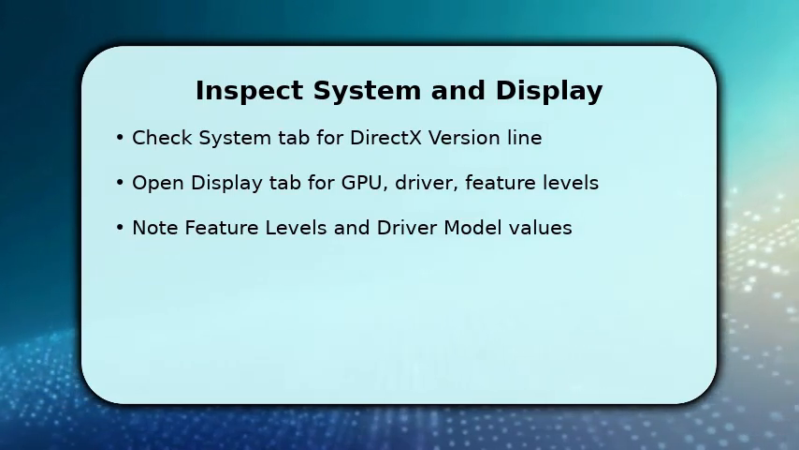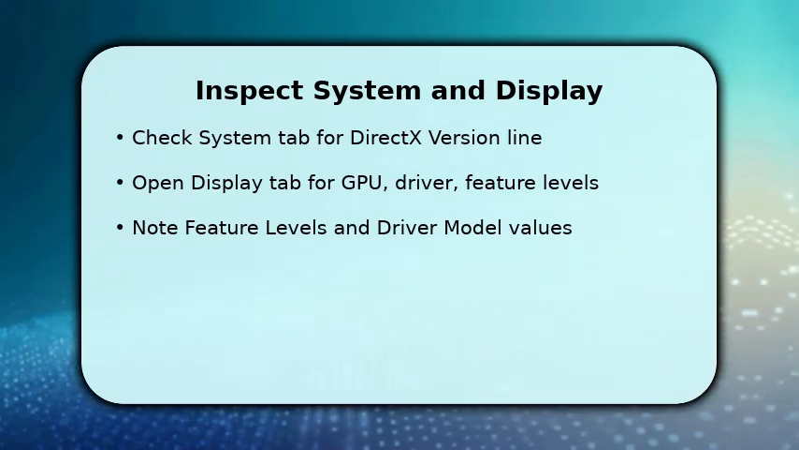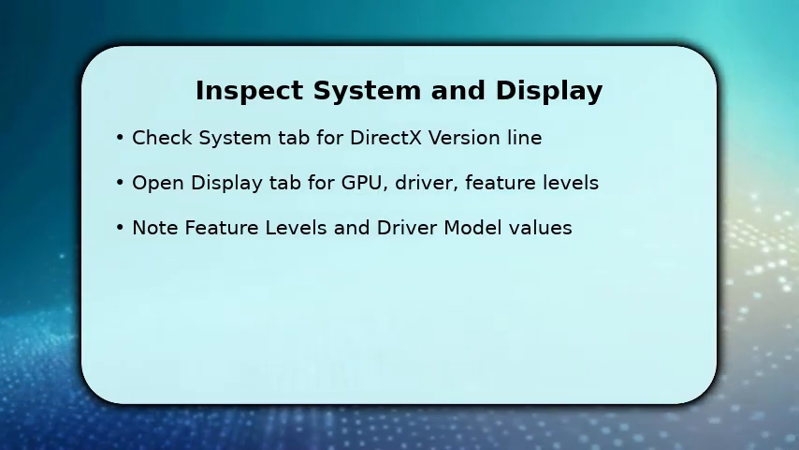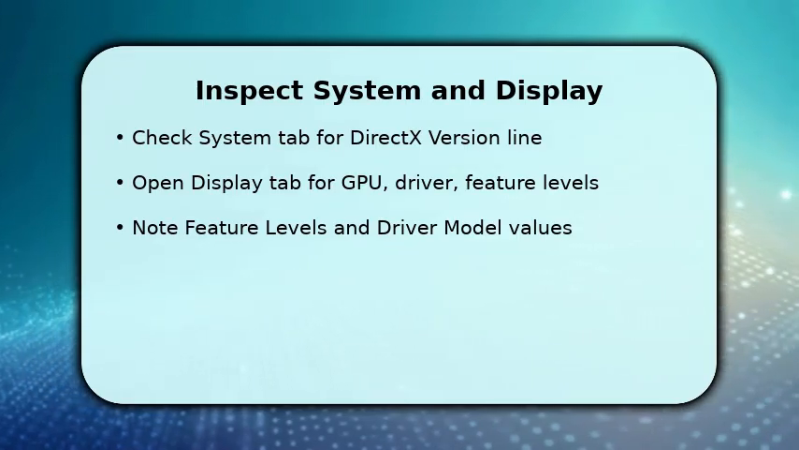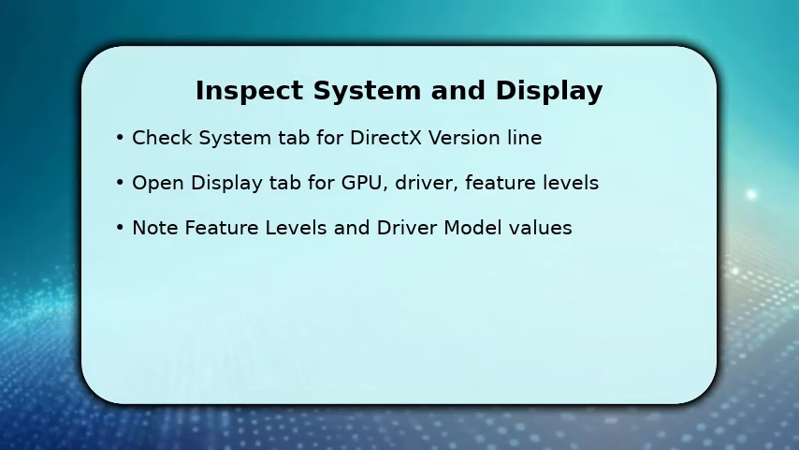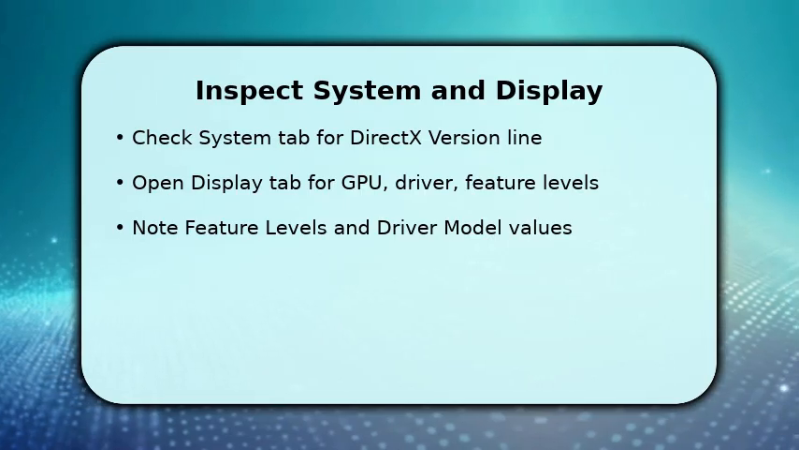The DirectX version line states the installed runtime. Then move to Display tabs to read the GPU name, driver version, and feature levels. These tell you which DirectX features your hardware supports versus only the runtime installed. Make sure to expand both Display 1 and Display 2 if present.